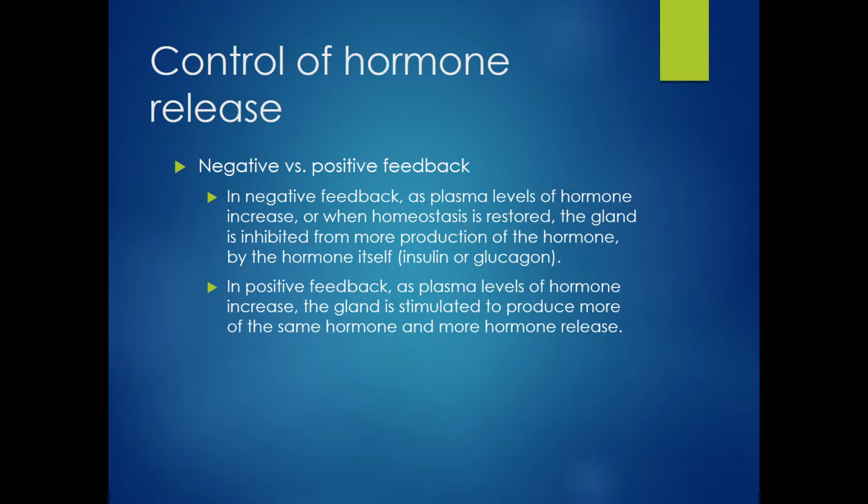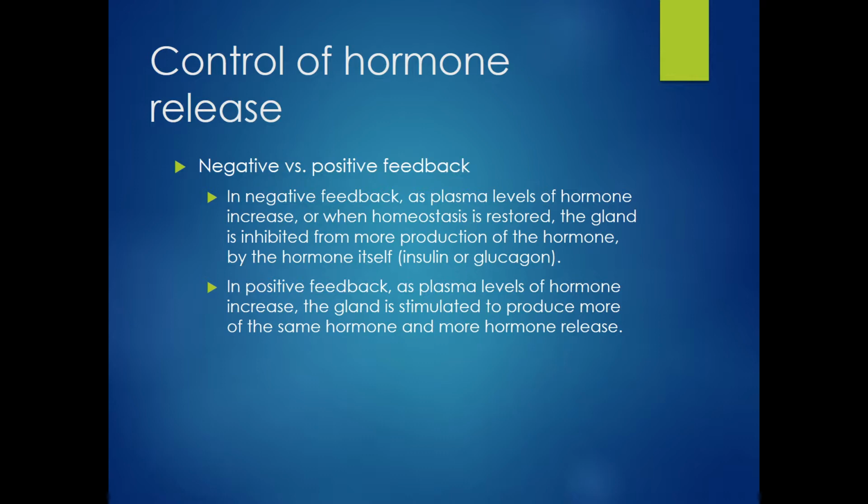So as plasma levels of the hormone rise, or when homeostasis is restored, the gland is inhibited from producing more of the hormone, which can be by the hormone itself. Like I showed you how the thyroid hormone inhibits TSH and TRH production, and insulin and glucagon inhibit one another so that you're not raising and lowering blood sugar at the same time and messing everything up.